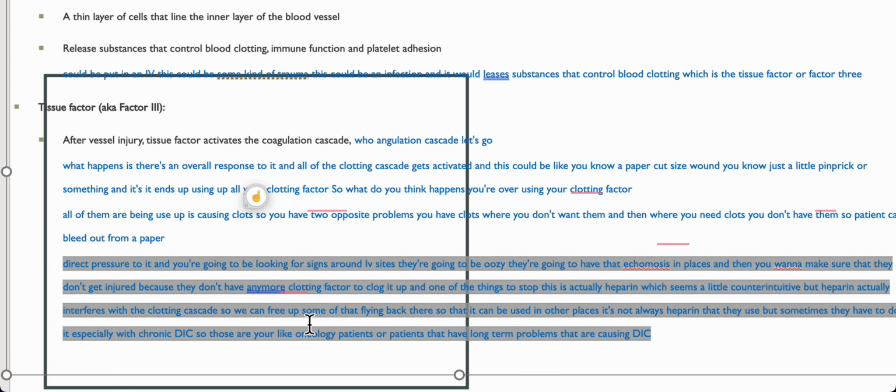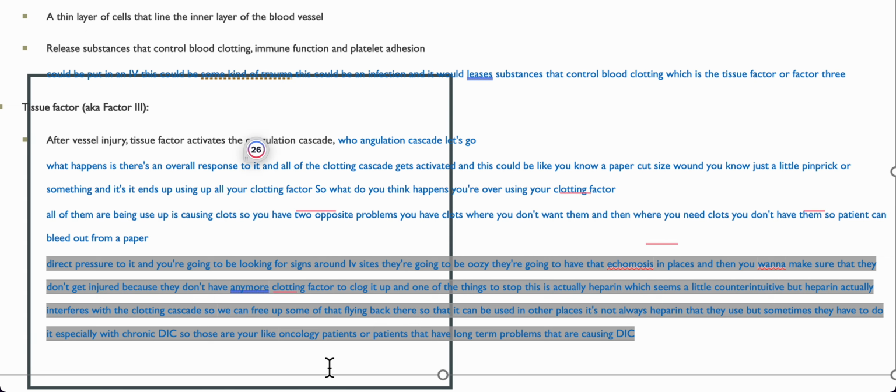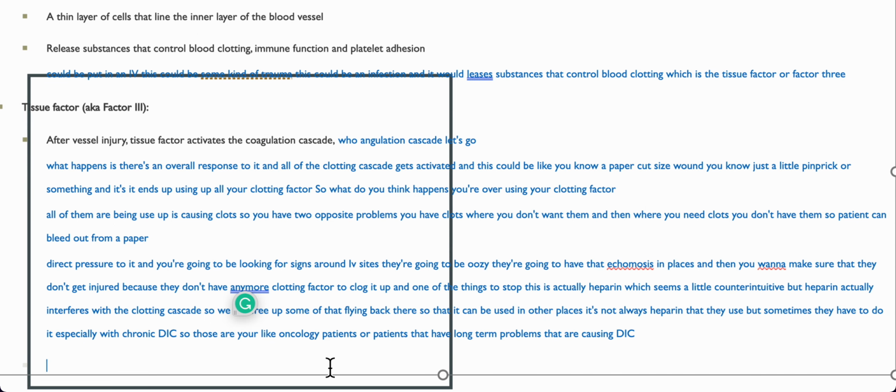Direct pressure to it, and you're going to be looking for signs around IV sites. They're going to be oozy, they're going to have ecchymosis in places, and you want to make sure that they don't get injured because they don't have any more clotting factor to clog it up.